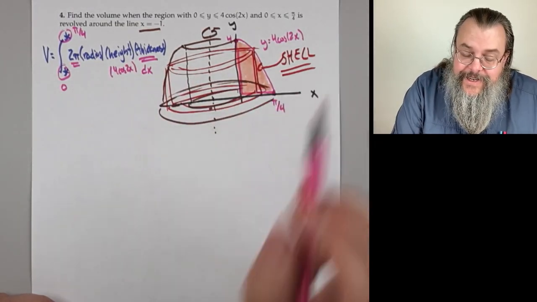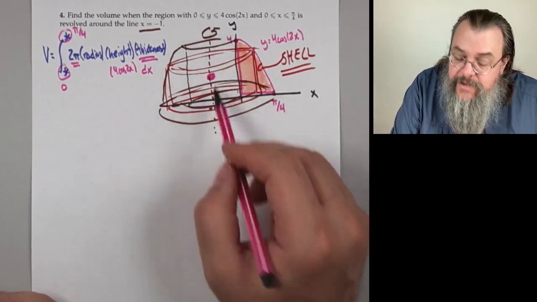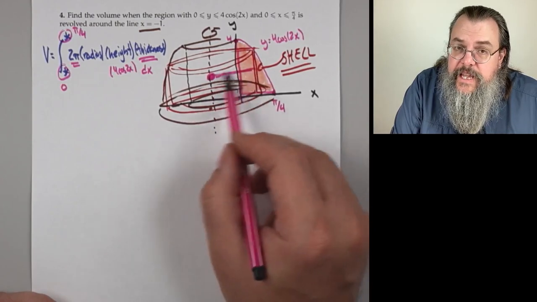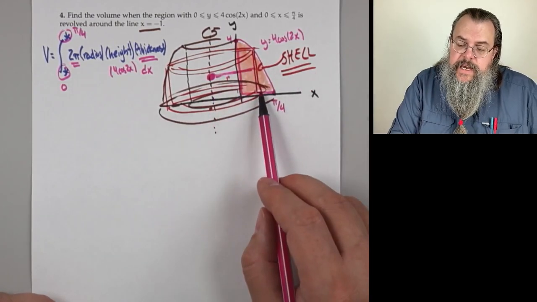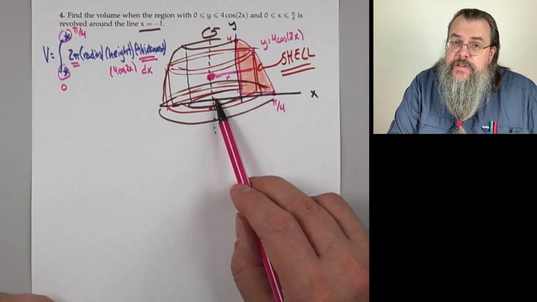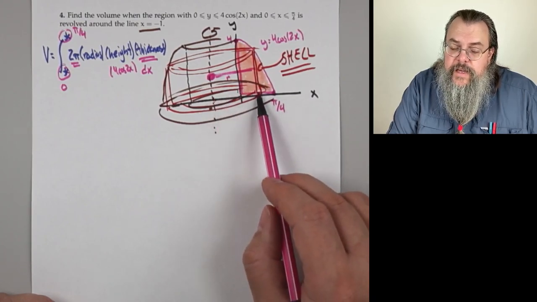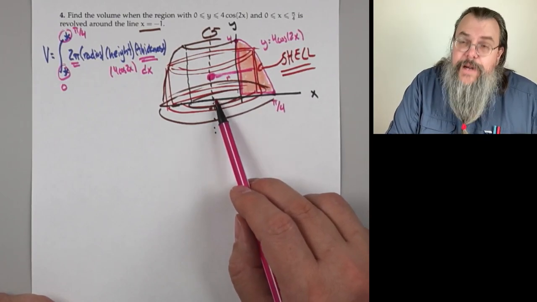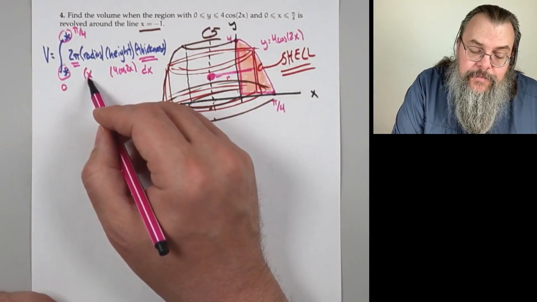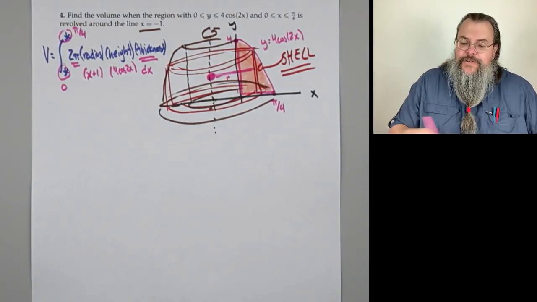The radius. Now that one, you have to be careful of. It's from the axis where you're spinning out to the piece that you're spinning. So this is your radius, this length here. We're spinning at an x. How far is it between an arbitrary x and this line, which is at x equals minus 1? Well, it's x subtract minus 1, and minus minus makes plus 1. Good. Okay, so those are our pieces.